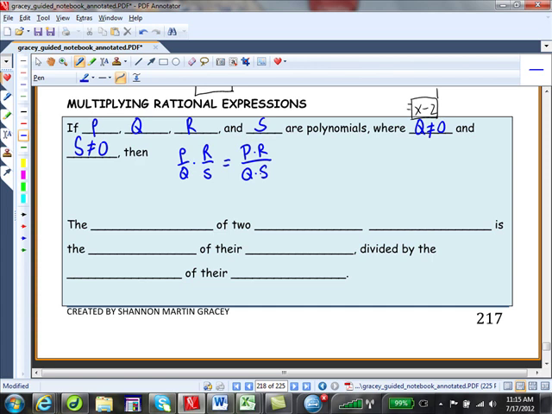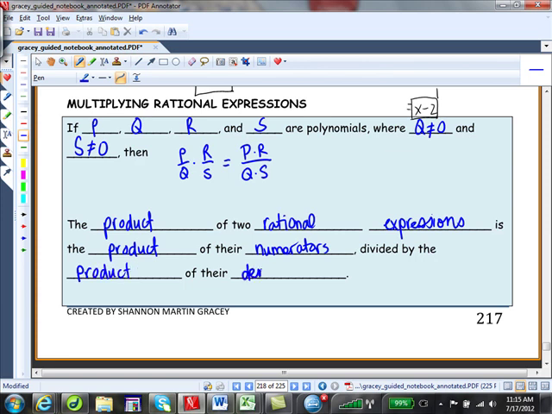All right? So in words, the product of two rational expressions is the product of their numerators divided by the product of their denominators. All right.